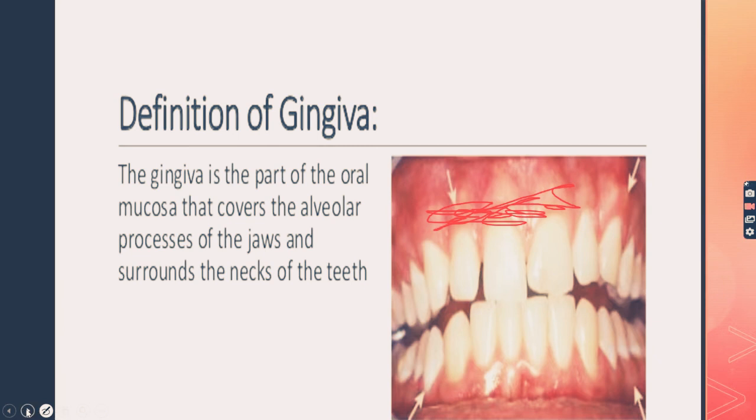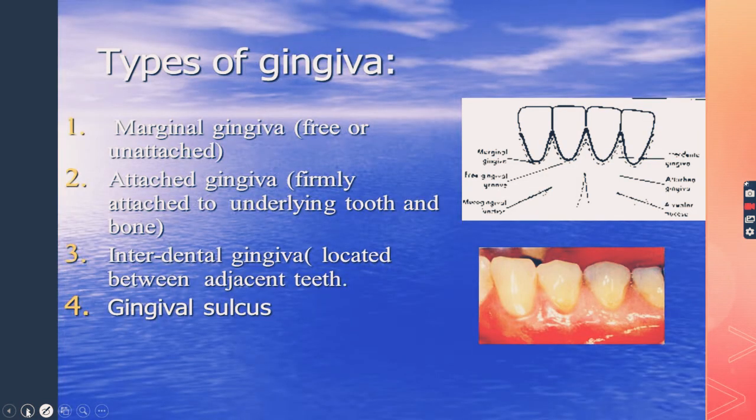Now come to types of gingiva. It is divided into four types. Marginal gingiva, also known as free or unattached gingiva. Attached gingiva, that is firmly attached to the underlying tooth and the bone. Look at this. This portion is the marginal gingiva, and this portion is the attached gingiva, that is attached to the underlying tooth and the bone. The interdental gingiva is here, between two adjacent teeth, and the gingival sulcus, I will show you later the diagrammatic view of the gingival sulcus.